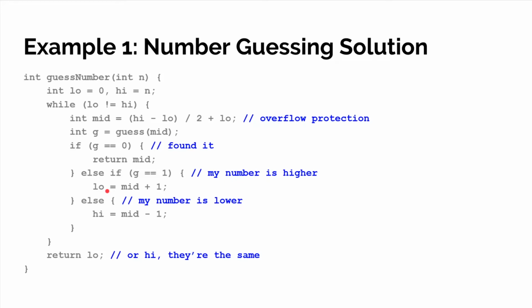Or else my number is lower, right? If g is equal to -1, my number is lower. So then we set the high to mid minus 1, right? So we shrink the range the opposite way.